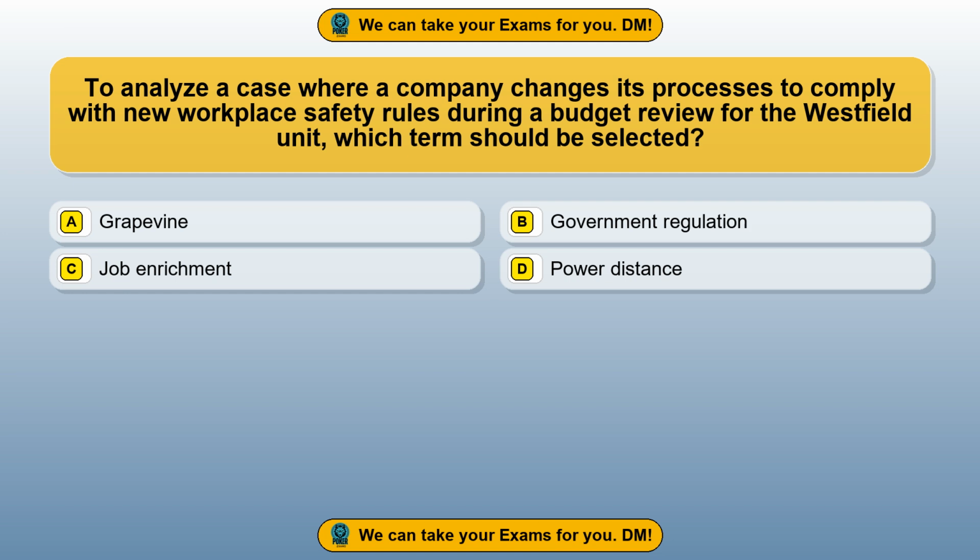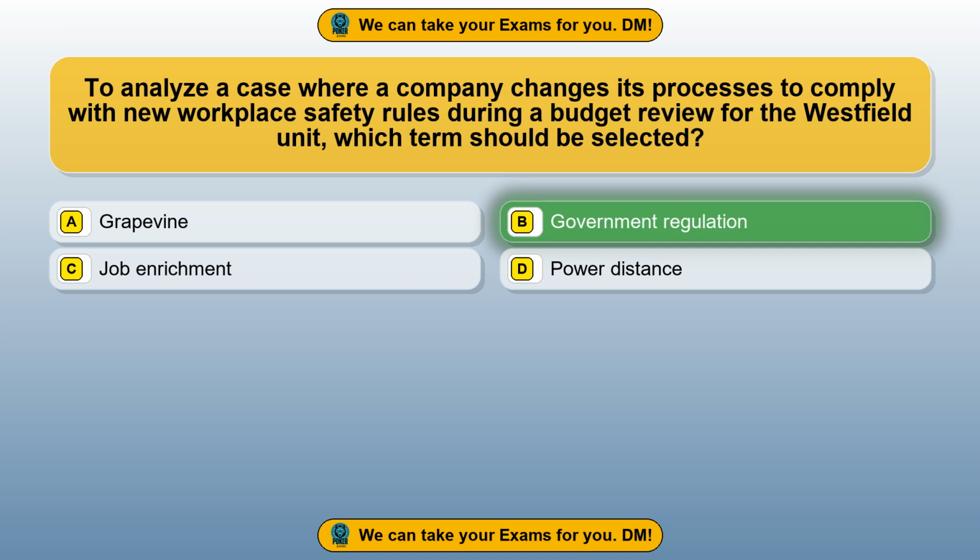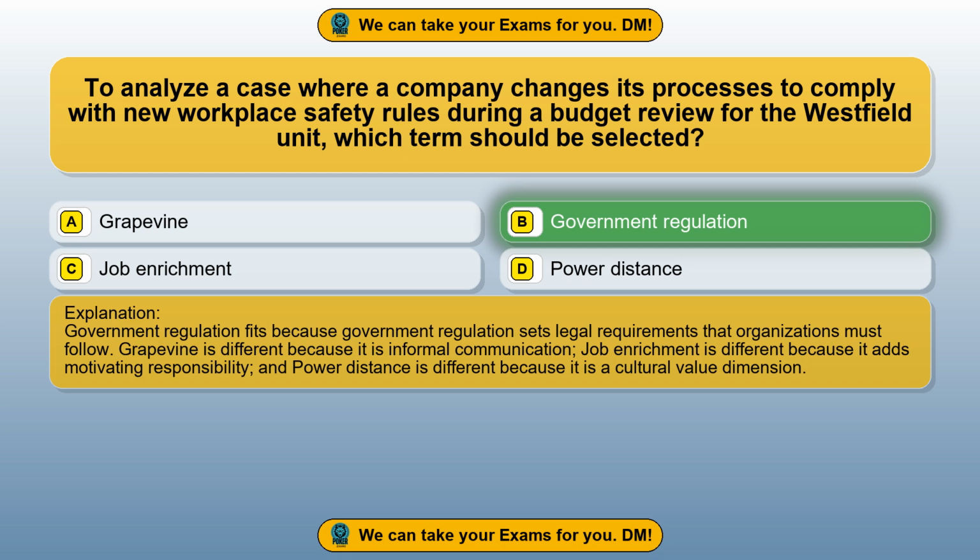Option A, grapevine. Option B, government regulation. Option C, job enrichment. Option D, power distance. The correct answer is option B, government regulation. Government regulation fits because government regulation sets legal requirements that organizations must follow.